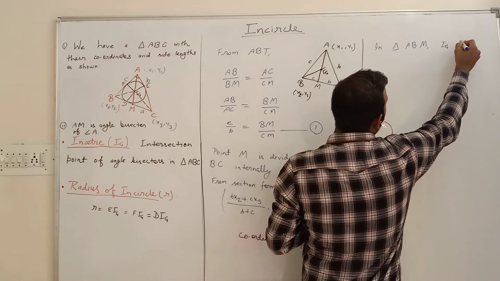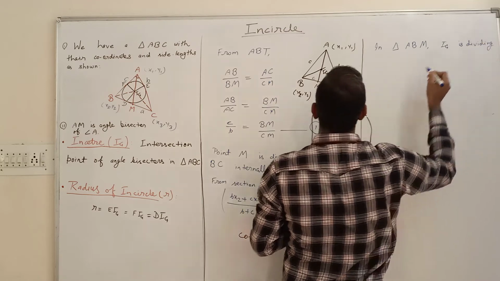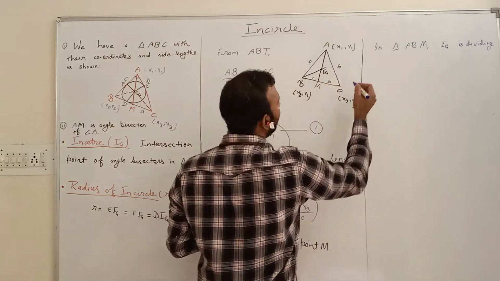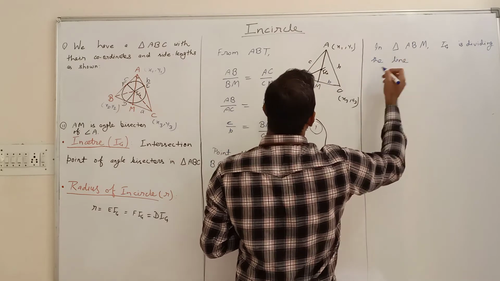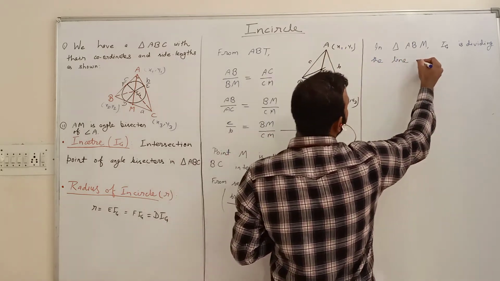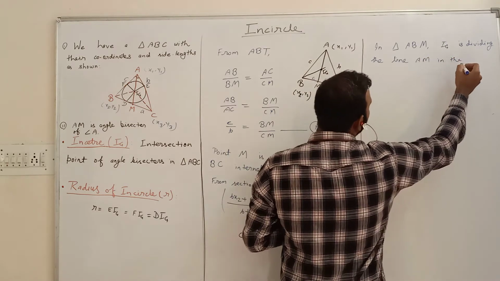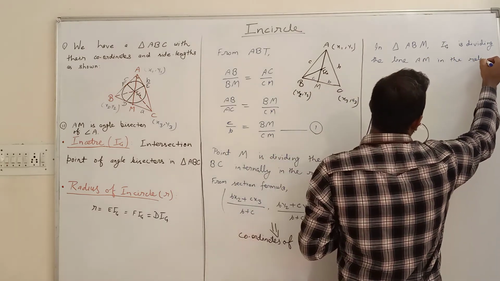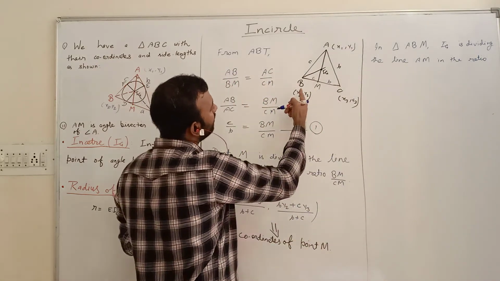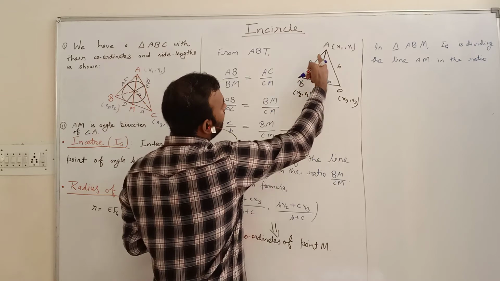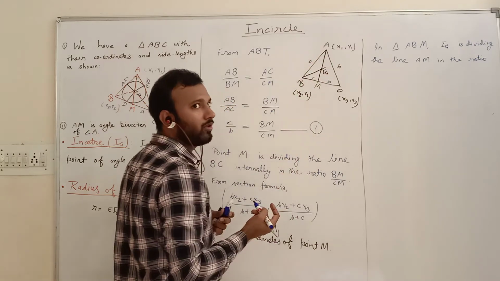IZ is dividing the line AM in the ratio, what? What is the ratio? What can you say? AC upon BM or BM upon AC, whatever you want.